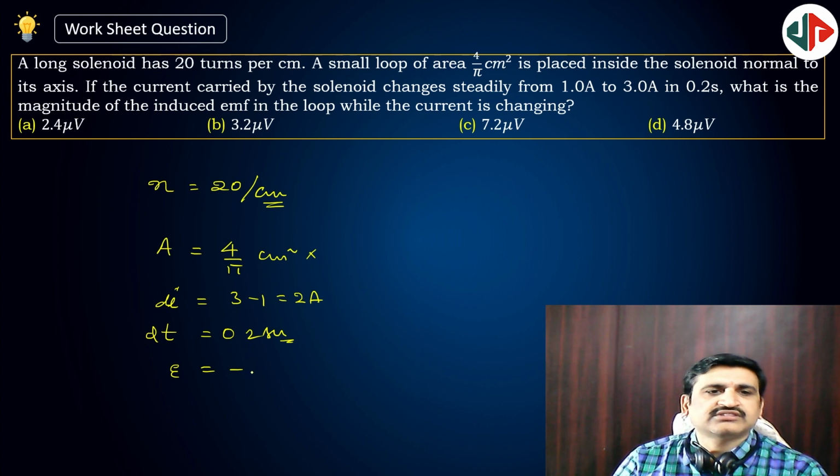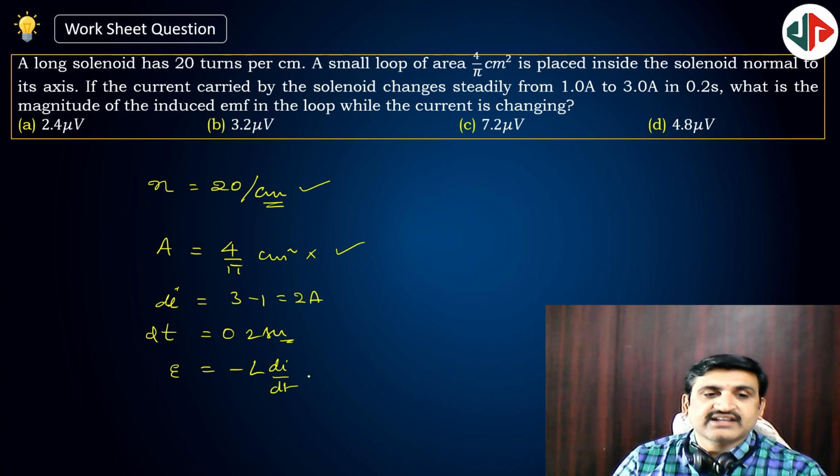We don't have it. Long solenoid, number of turns is given. A small loop of area is given, normal to the axis. The current carried by the solenoid changes steadily, is given. So L is not given. L dI by dt is the formula. Loop while changing, minus L dI by dt. Can we find the L value in any other way? Yes, L can be obtained in a different way.